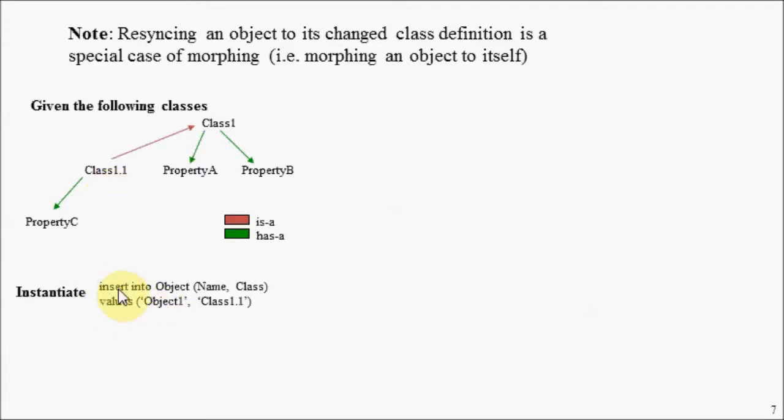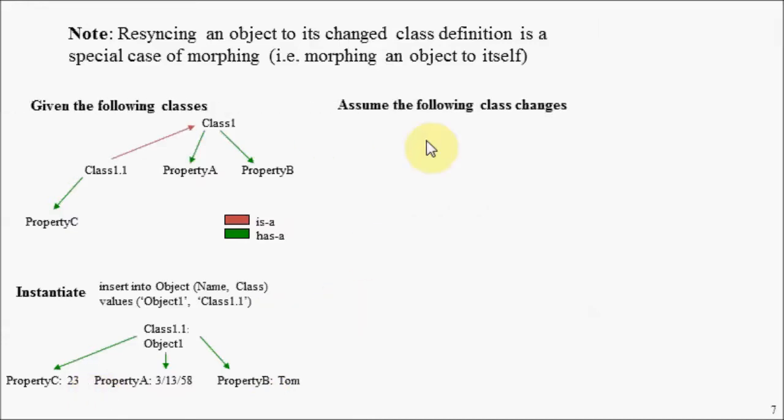And we do this via executing an insert statement here. And so what we get is the following equivalent here. We get properties C instantiated and properties A and B are instantiated via inheritance here. Imagine at some point we provide values here to these properties here. And then imagine at some point down the road the following happens. We change our definition here. So class 1.1, which only had property C before, we add a property D. And the more general class called class 1, we remove property A.